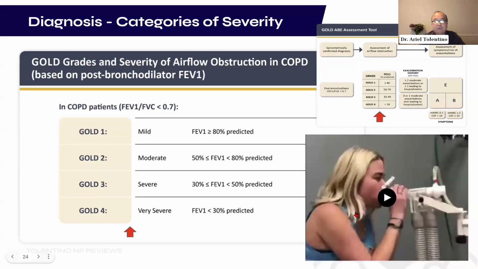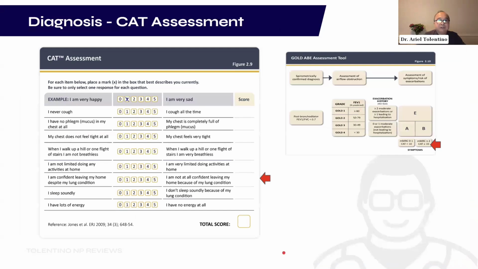As you can see, forceful breathing out of air, and the spirometer will capture the volume of air forcefully exhaled in the first second. Those are the values used to determine the severity of COPD. Okay, let's have the next slide here.